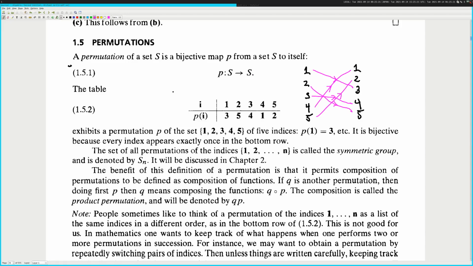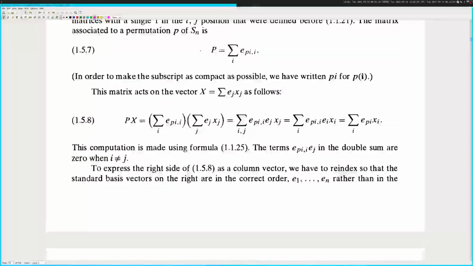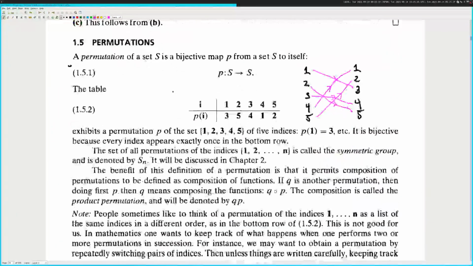The benefit of this definition of a permutation is that it permits composition of permutations to be defined as composition of functions. Boy, how long is this section? Oh boy. Alright, let's just power through it. If there are some hairy proofs, we're gonna do what we did last time and split it up into multiple videos.